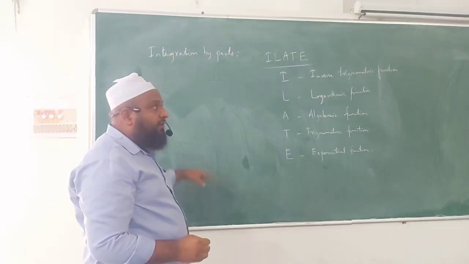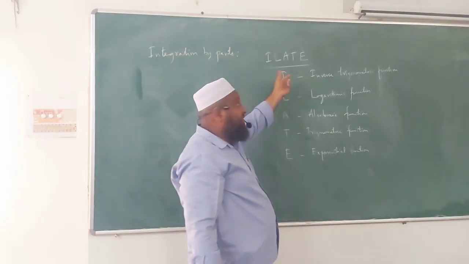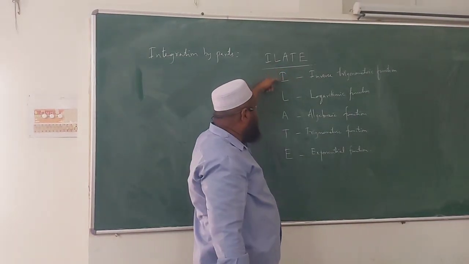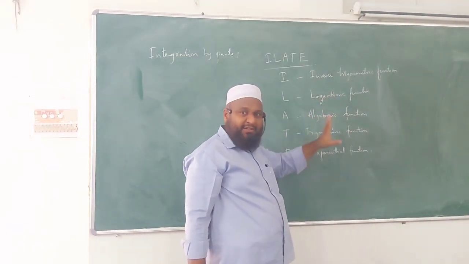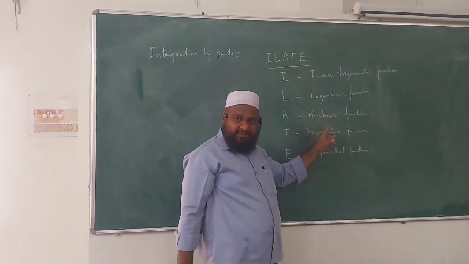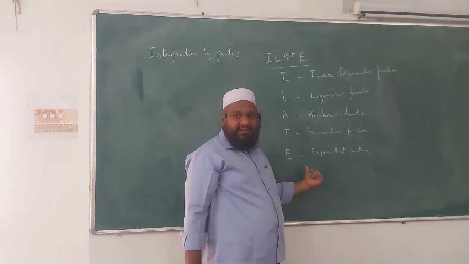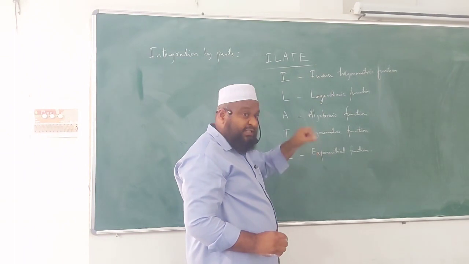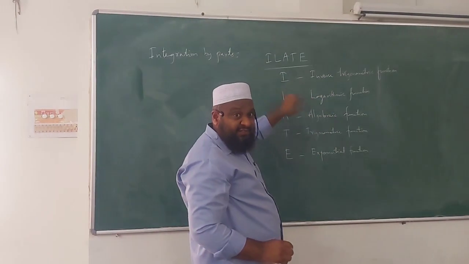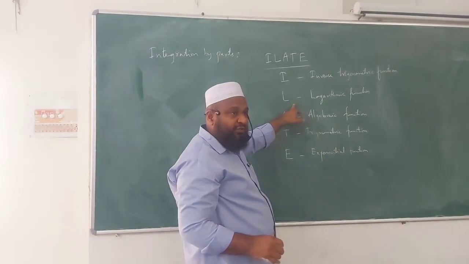That ILATE rule is the short form. The full form is like this. I stands for inverse trigonometric function, L stands for logarithmic function, A for algebraic, T for trigonometric, and E for exponential function. This is the priority. The first function should be selected as inverse. If it is not available, you have to go for the next one.